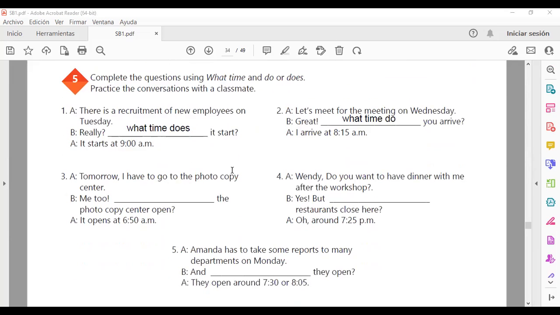Number three. Tomorrow, I have to go to the photocopy center. Me too. The photocopy center opens at 6:50. So here's a part that's missing. What is that part? Use the chat, dictate it to me the way you want it, but let us try to solve it.